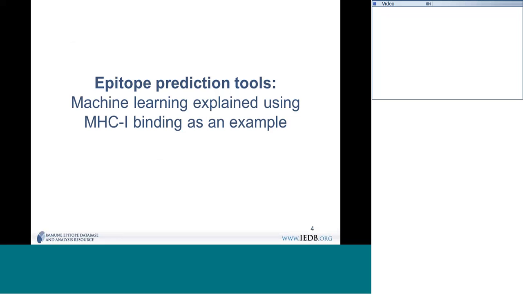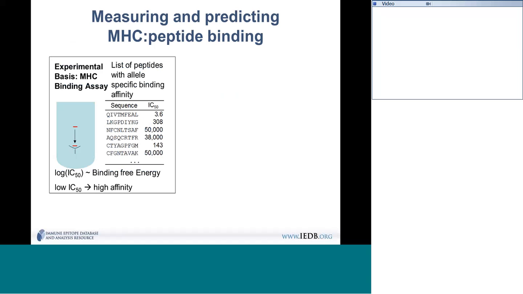So epitope prediction tools. All of them are essentially, as I said, trying to generalize patterns of data that we have in the IEDB. And as an example, I'll talk about MHC class 1 binding prediction tools and a pretty simple algorithm that is easy to explain. So the experimental basis of the MHC class 1 binding predictions are binding assays. In these assays, you have typically a ligand of interest that you measure for binding to a purified MHC molecule. And the vast majority of data we have measures IC50 values.